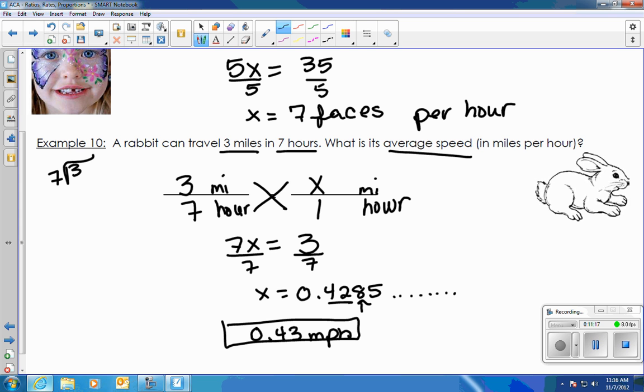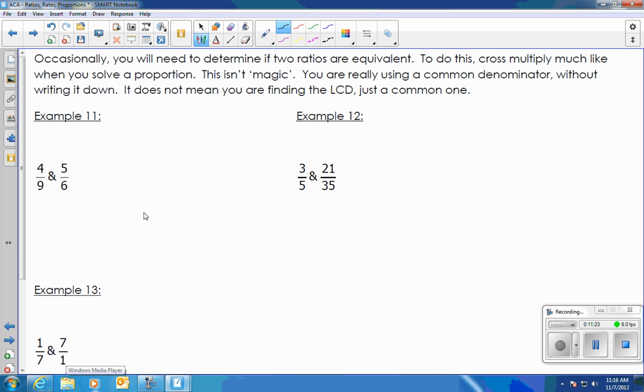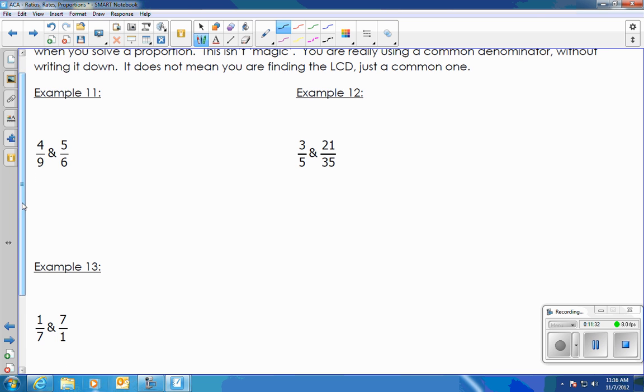So occasionally you're going to need to determine if 2 ratios are equivalent. We use our cross-multiplying technique, much like we do when we solve a proportion, to figure out if it's working. So on here, if I want to know if these are equivalent, I can always change these to decimal form and compare them. But sometimes it's a little bit quicker to use cross-multiplication. If these 2 numbers are not the same, then the ratios are not equivalent.